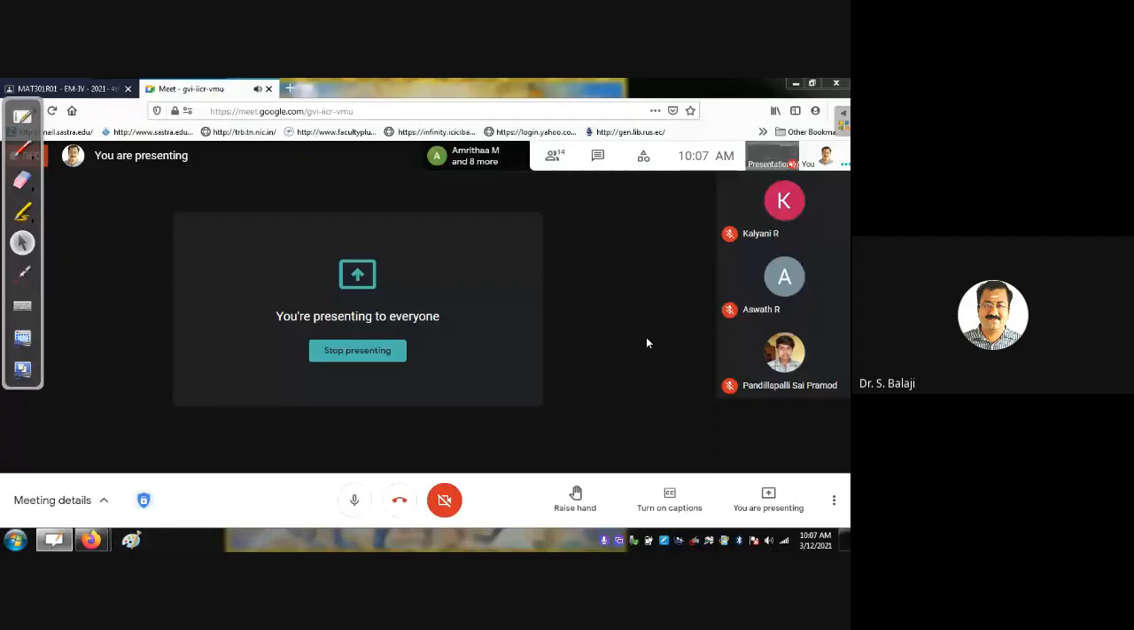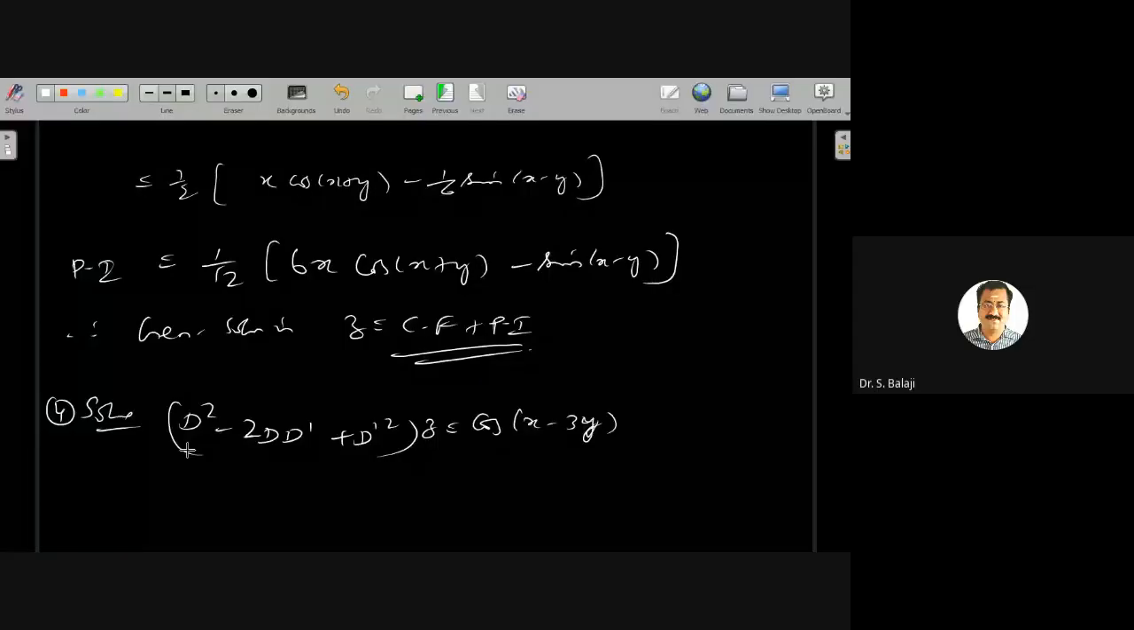Sir, one doubt, sir. If the roots are equal, we need to... If the roots are equal, you would write phi 1 of y plus m1x plus x into phi 2 of y plus m1x. Here m equals 1, sir? Yes, sir. The complementary function is phi 1 of y plus x plus x into phi 2 of y plus x.